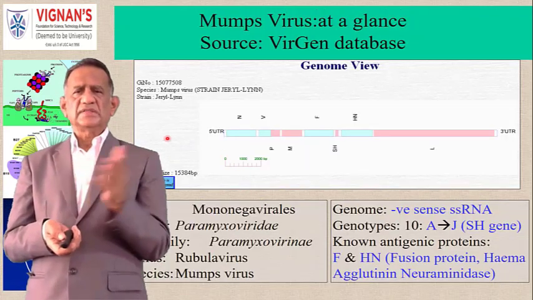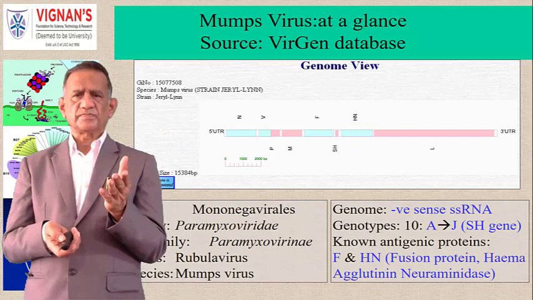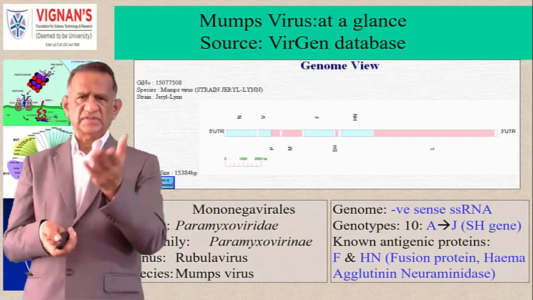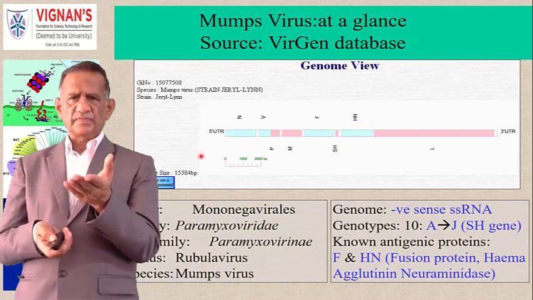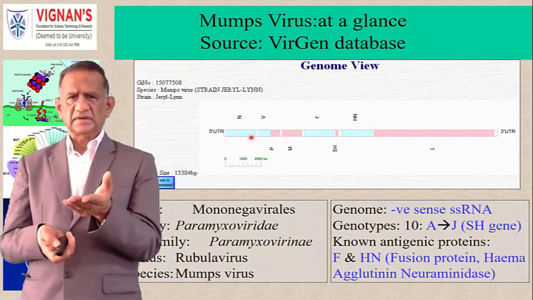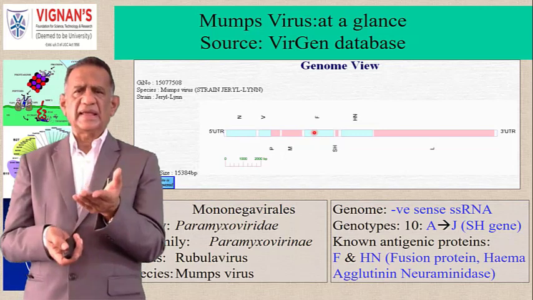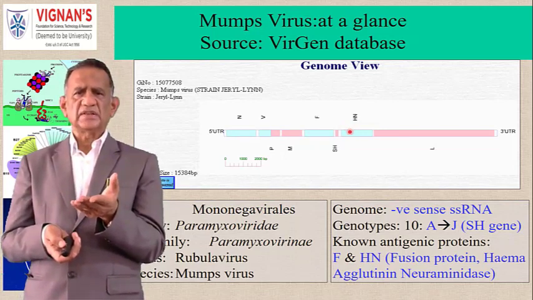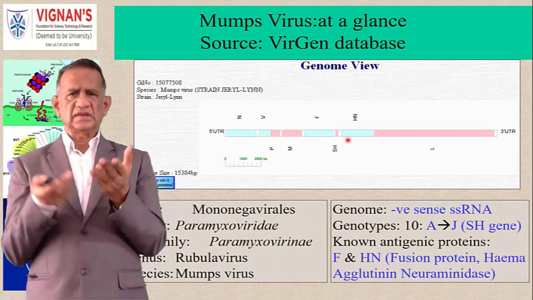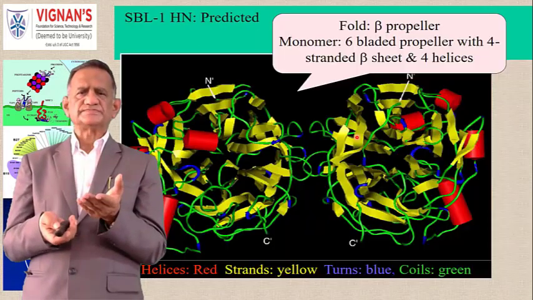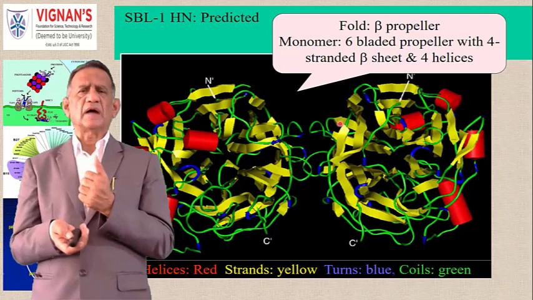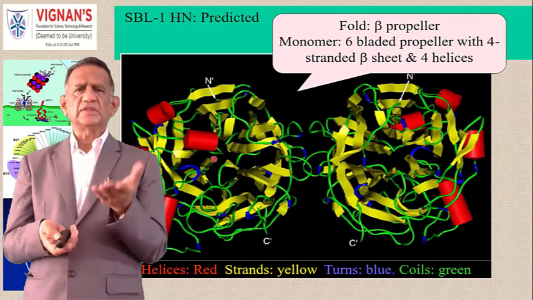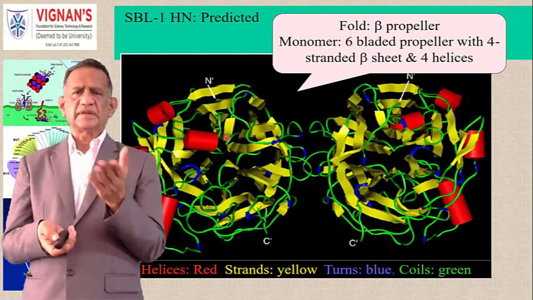Here is the viral gene database. In this database, there is F, the fusion protein, the blue one, and there is HN, hemagglutinin neuraminidase. This is the genome sequence, and from there the protein sequence has come. This is the hemagglutinin neuraminidase predicted protein HN.